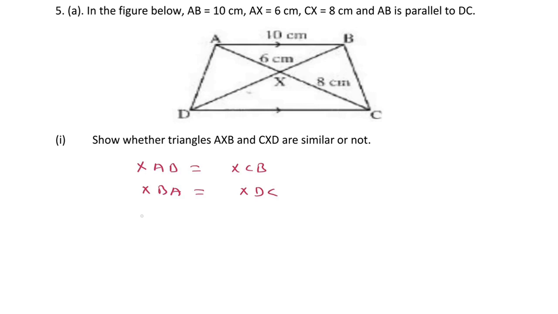And also, we can say that angle AXB equals angle DXC because vertically opposite angles are equal. Okay, so since all three corresponding angles are equal, then the triangles are similar by theorem AAA, meaning all three corresponding angles are equal. For Roman 2, we are supposed to find the length CD.